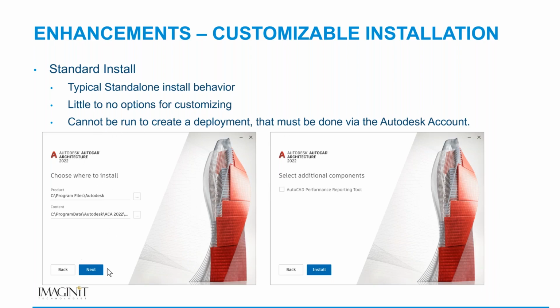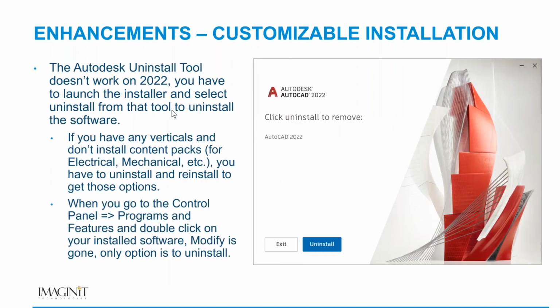So basically, when you start it up, the first thing it does is the end user license agreement, brings you to where you want to install, adds any additional components, starts the installer. The other thing is the Autodesk uninstall tool doesn't work in 2022. You have to launch the installer and select uninstall from that tool to uninstall the software. So I rerun it and I either get exit or uninstall.